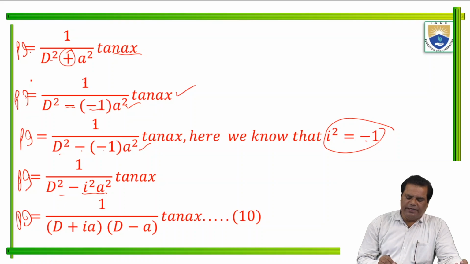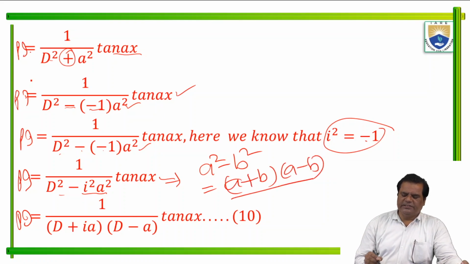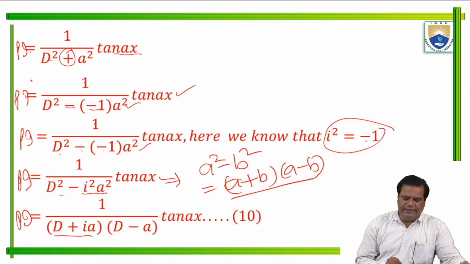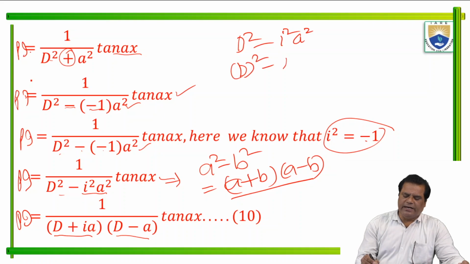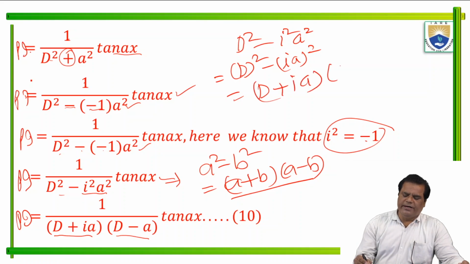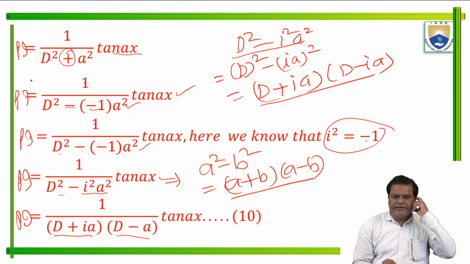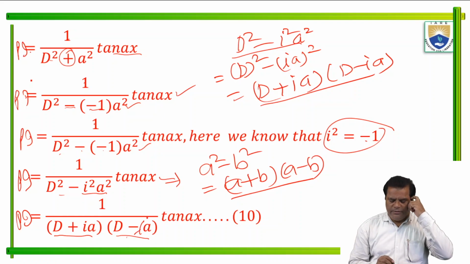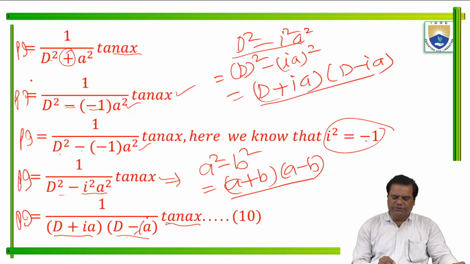Here we apply the formula a square minus b square equals a plus b and a minus b. I am applying this formula here. So here D plus ia and D minus ia, because here D square minus i square a square. So this equals D plus ia into D minus ia. This is the factorization of this result. So I am writing the factors here, into sin(ax). This is Q, the value of Q.